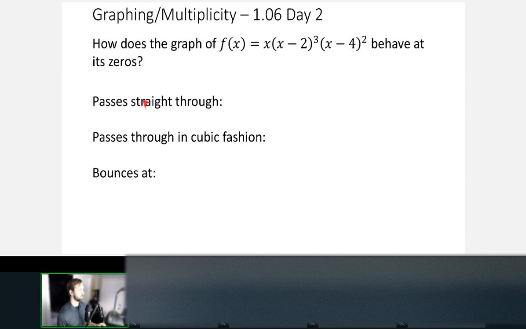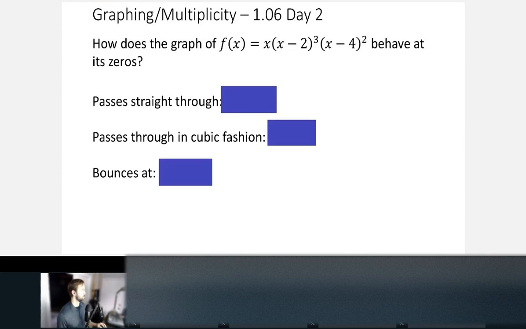So what zeros does it pass through? X equals what? See, all of you are doing coordinates. Yeah, x equals 0. And I believe for this one, we just want x equals 0. We don't care about the y value. Yeah, it just talks about behavior at its zeros, not the coordinates. So it passes through at x equals 0.